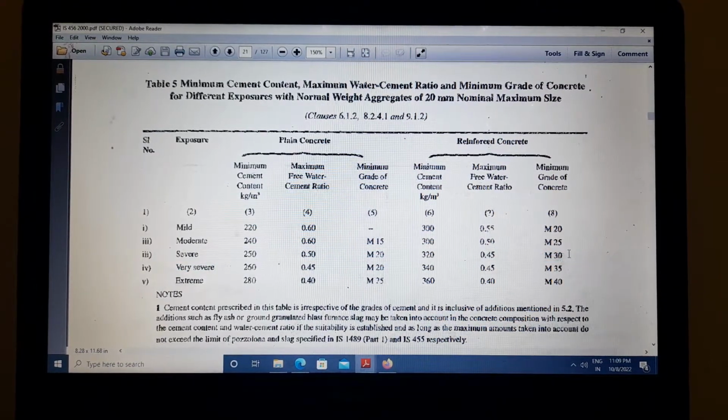And currently we are designing M40 grade based on the structural requirements, and the minimum grade for severe condition is M30. So you can see our grade, that is M40, is greater than M30, which is fulfilling the requirement of severe exposure.